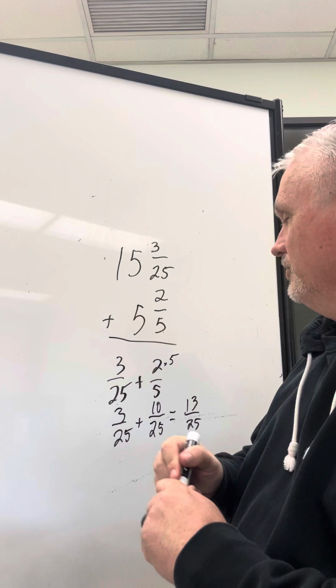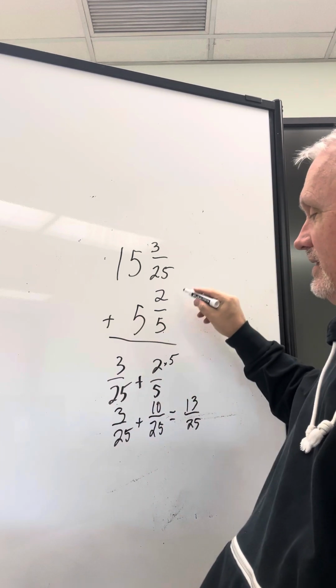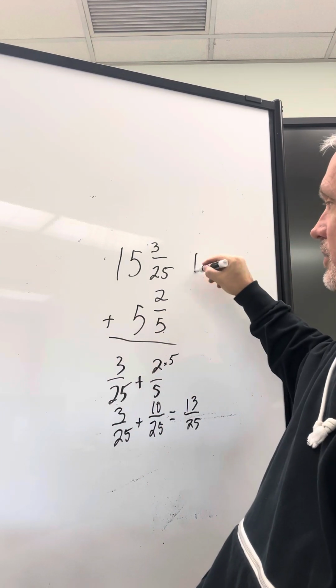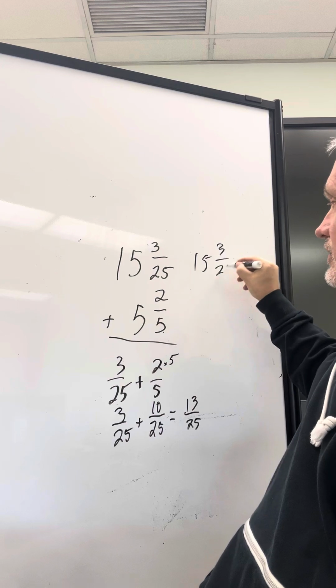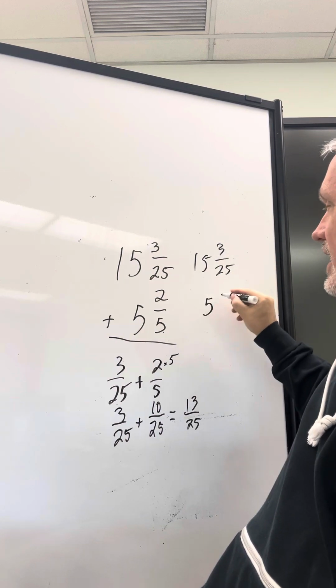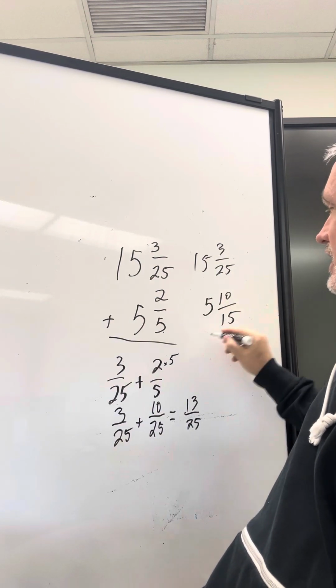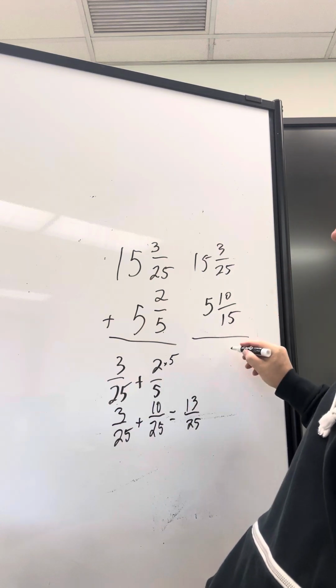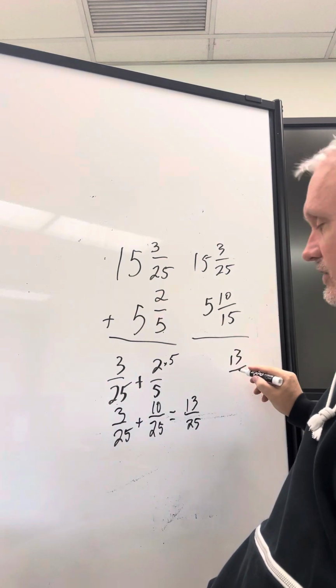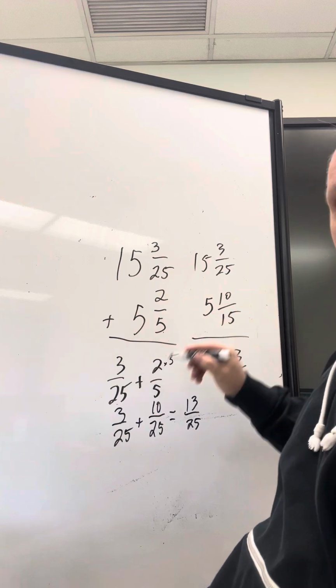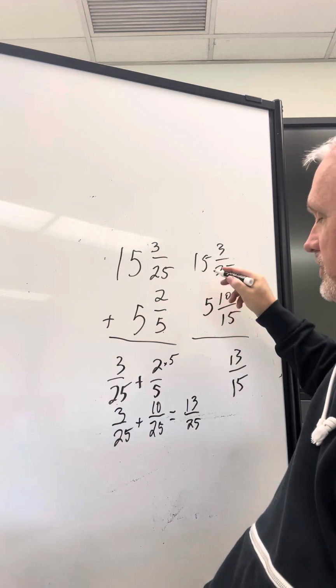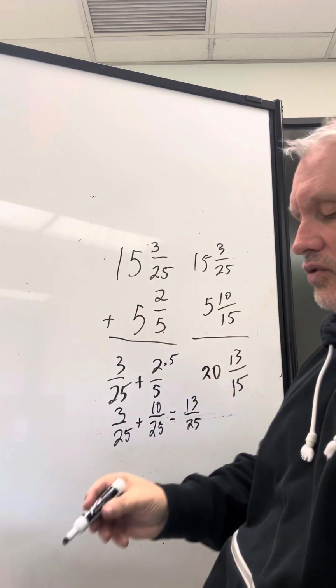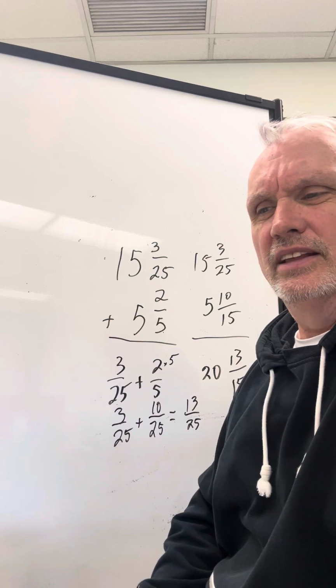So I already know that this is going to be 15 and 3/25, and this one is 5 and 10/25. So I already added up my fractions. And now all I have to do is add up the whole numbers, which gives 20 and 13/25.